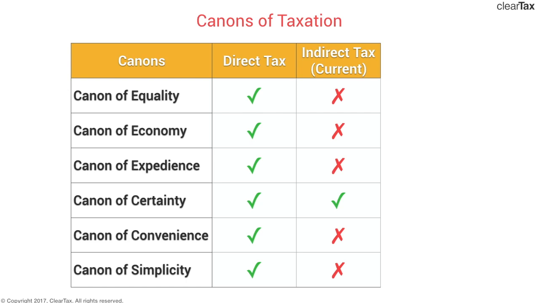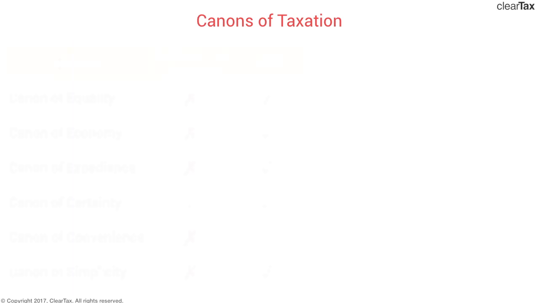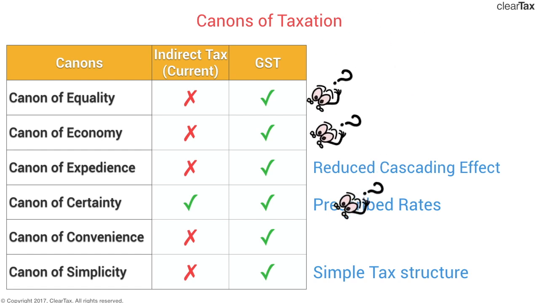And this is exactly why GST is coming into the picture, to tick all of these canons to make life simple for the taxpayer. And the composition scheme is going to help GST fulfill this responsibility. Now, expediency, certainty, and simplicity have all been ticked because of reduced cascading effect, and there's a prescribed rate of taxation in GST. And of course, because there are only 3 laws that you'll have to refer, which are almost equal to each other, and not the 14, 15, 16 different laws under the indirect tax structure in existence currently, life becomes much simpler. What about the other 3?